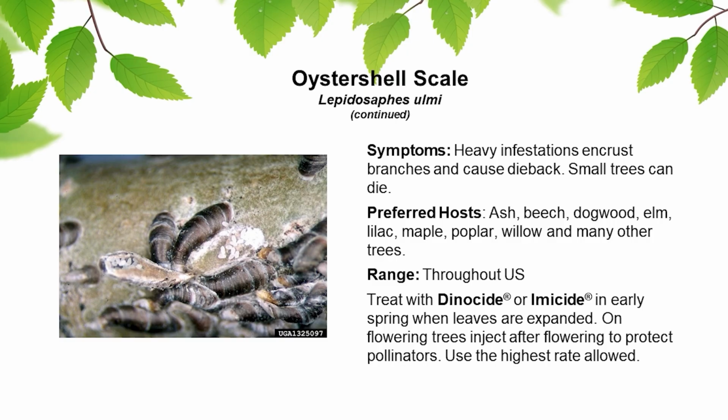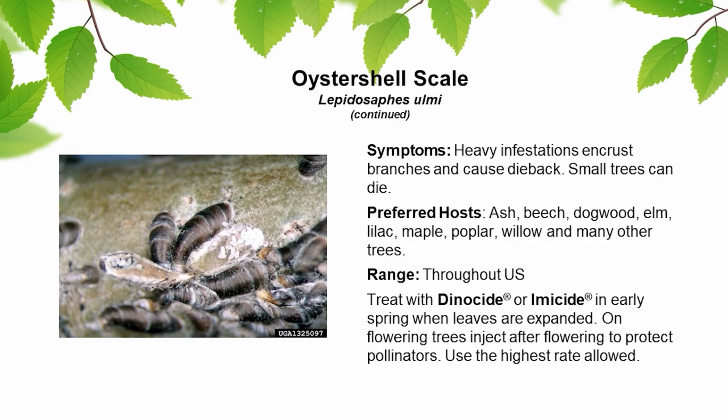Preferred hosts of oyster shell scale are ash, beech, dogwood, elm, lilac, maple, poplar, willow, and many other trees. Oyster shell scale can be found throughout the United States. It is more common in the northern states.